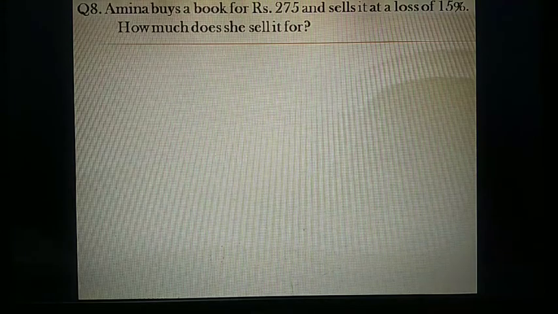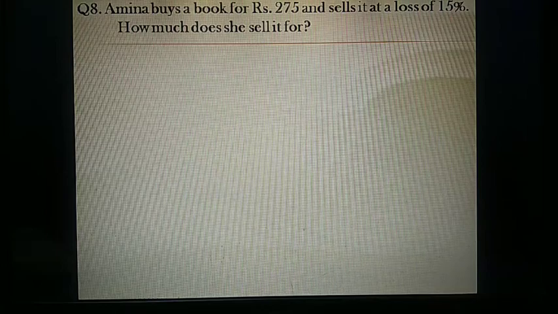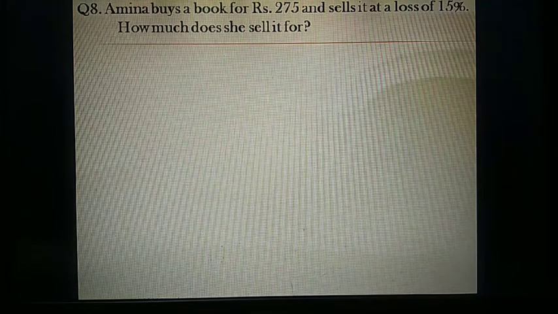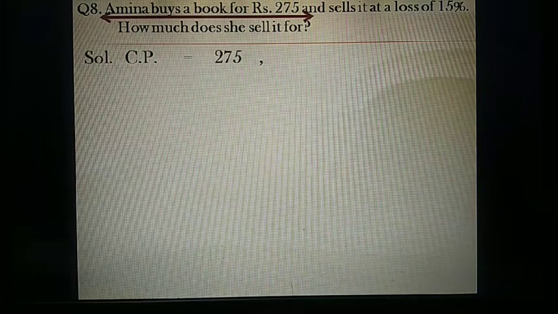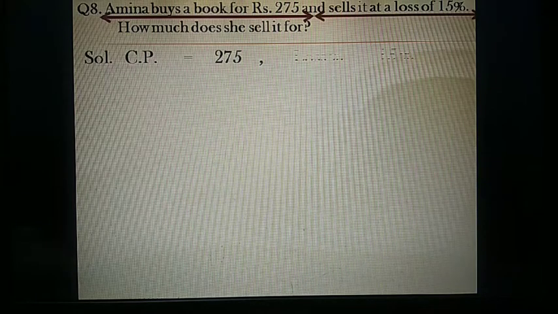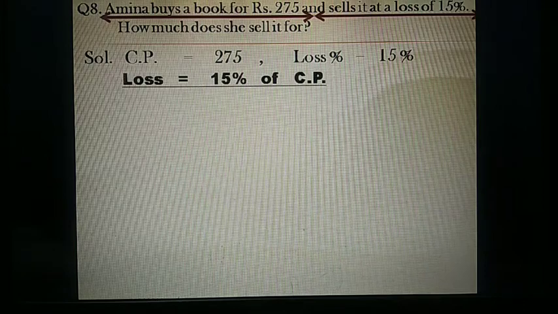Question number 8. Amina buys a book for rupees 275 and sells it at a loss of 15%. How much does she sell it for? Okay, again, buys a book means it's a CP. Loss is given to you in a percent. It means loss will be 15% of the total CP.